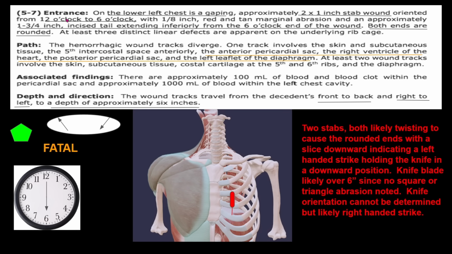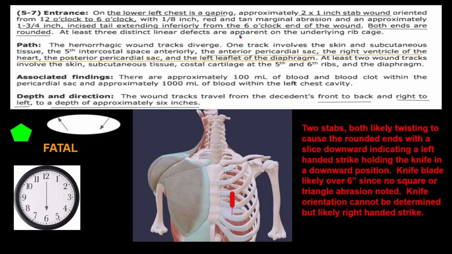Then we've got 5 to 7. This is indicating 3 wounds here. On the lower left chest is a gaping, approximately 2 by 1 inch stab wound oriented from 12 to 6. So in this orientation, it's got a tail extending from the 6 o'clock end of the wound coming out. Both ends are rounded, indicating this one also twisted.